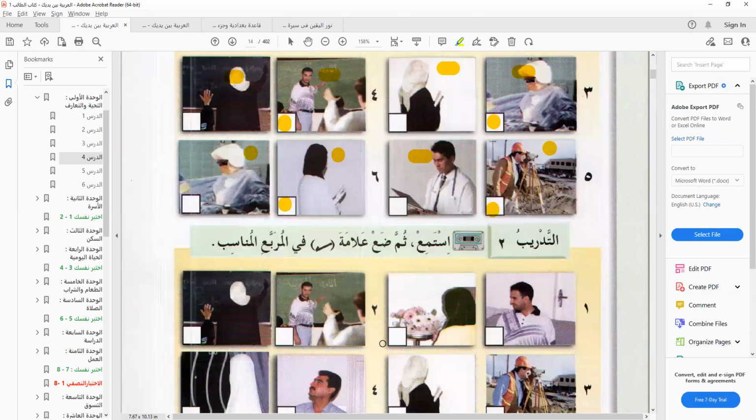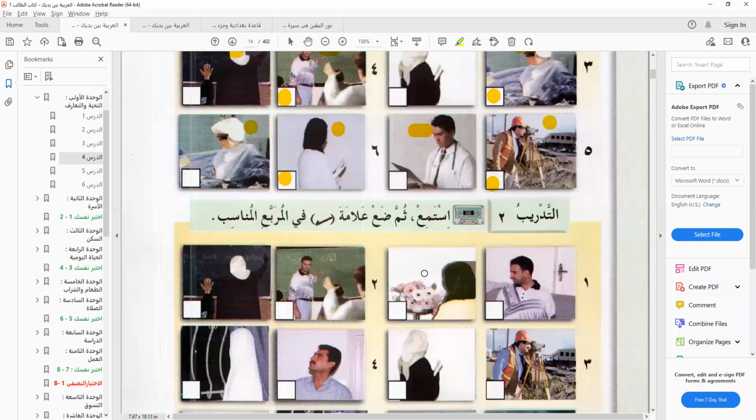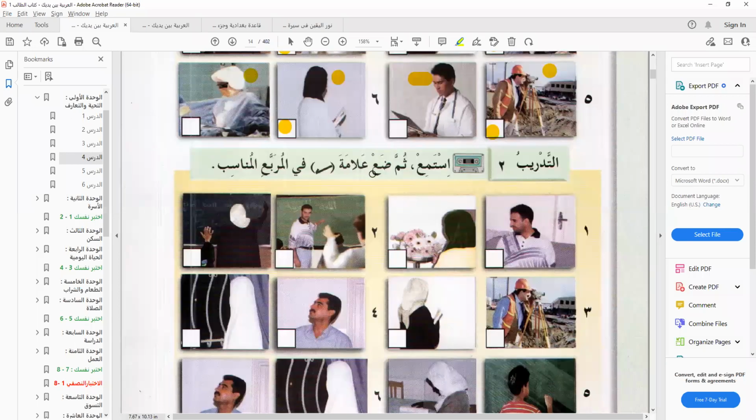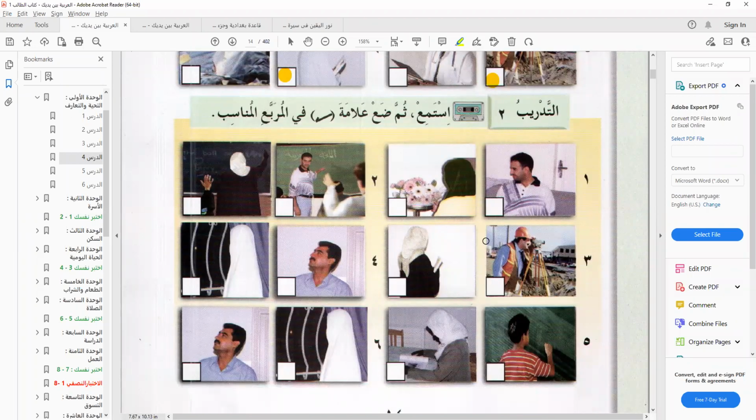So ننتقل إلى التالي. So استمع, listen, ثم ضع, then place علامة, this sign, في المربع المناسب. Okay. Then we have here هذا أخي. Between this and this, which one says هذا أخي؟ أنت مدرس بين هذا وهذا. أنت مدرس. الثالث أنا مهندسة. أنا مهندسة.